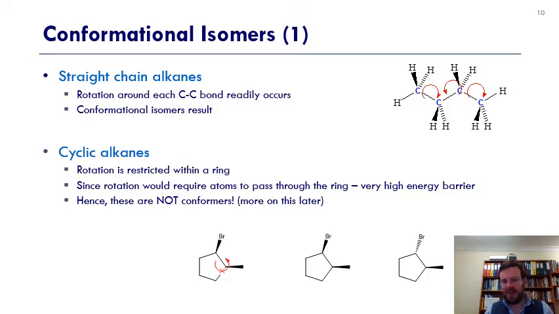For a cyclic alkane, however, if I was to try and rotate the structure around that carbon-carbon bond, I'd have to break the ring to do so. So it is a restricted system. So rotating around the straight chain alkane will result in conformers, but for these structures, it can't be conformers. We can't rotate around that bond, and so these are configurational isomers. We'll talk more about that as we go further in.